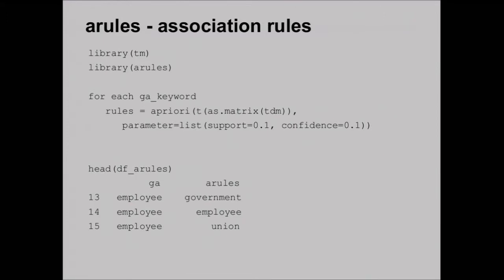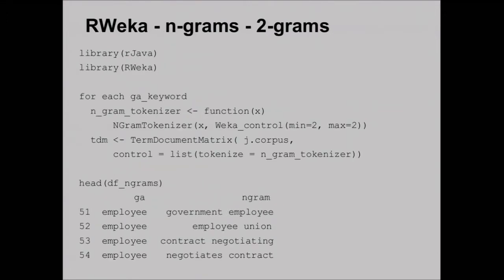In our case, we're saying, what are the chances that if someone types in the word employee, they also will type in the word government? And in this case, we can see that it's pretty high. And same thing with employee and employee union, and so on. So again, this is now a third different way of analyzing Twitter, but they all sort of point to the same thing. And the last one is n-grams, or in our case here, bigrams.